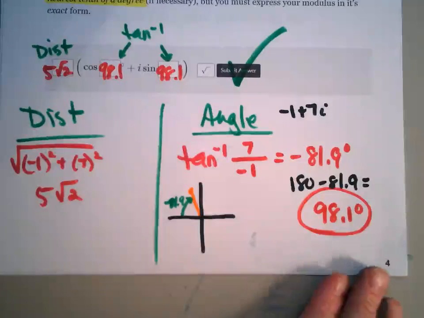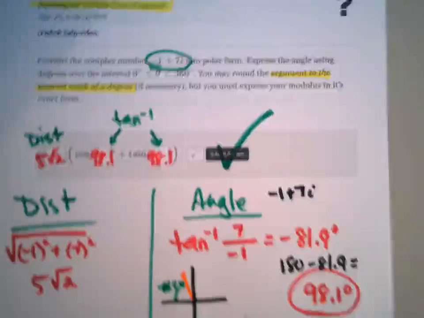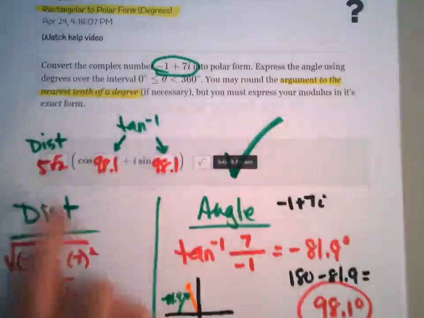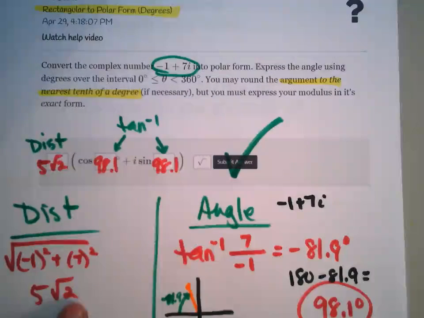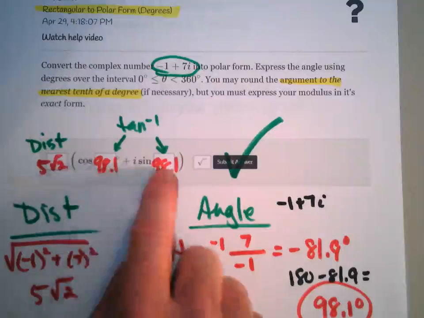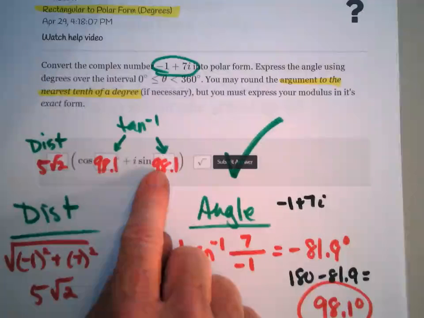Okay? So a couple things with this problem. This one took probably the most time. Modulus is the distance, so you're going to use the distance formula, Pythagorean theorem, whatever you want to use. They both come out to be the same thing. Please make sure you use an exact value for that. So use the 5 and the square root of 2. Don't use a decimal. Inside these two boxes will be the same angle.